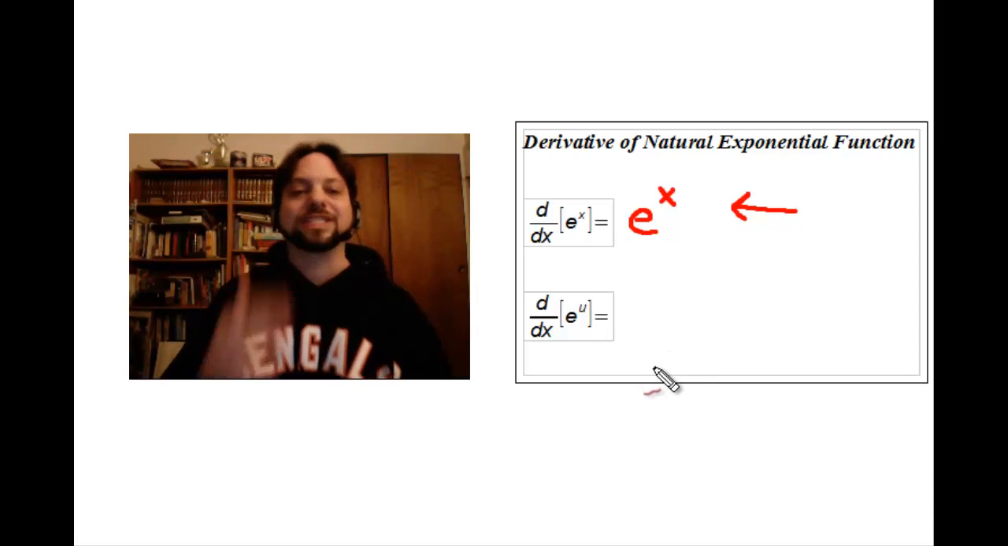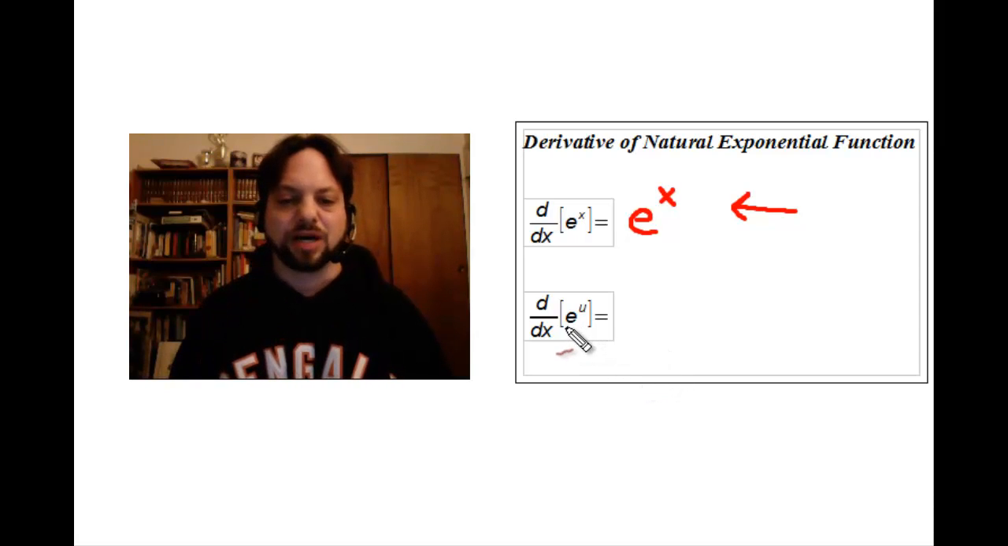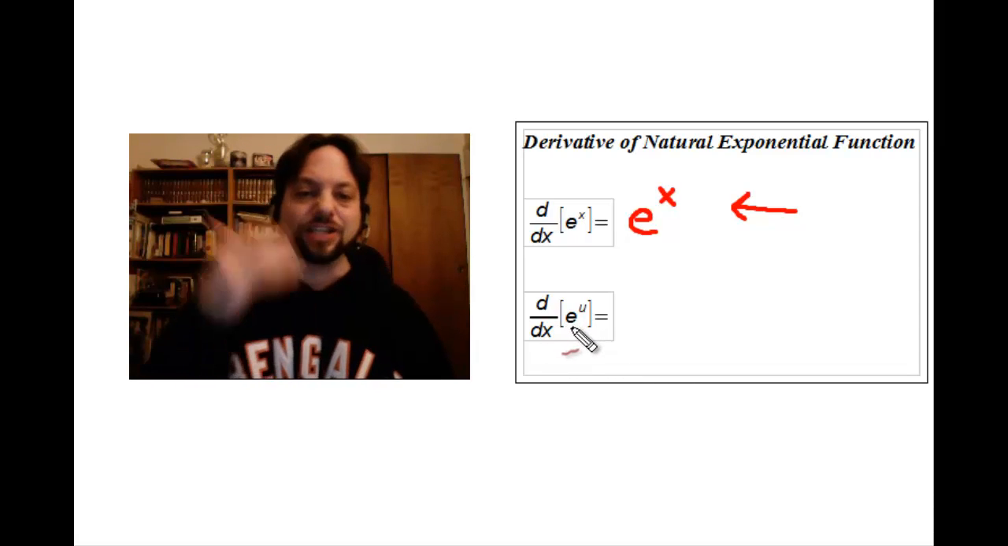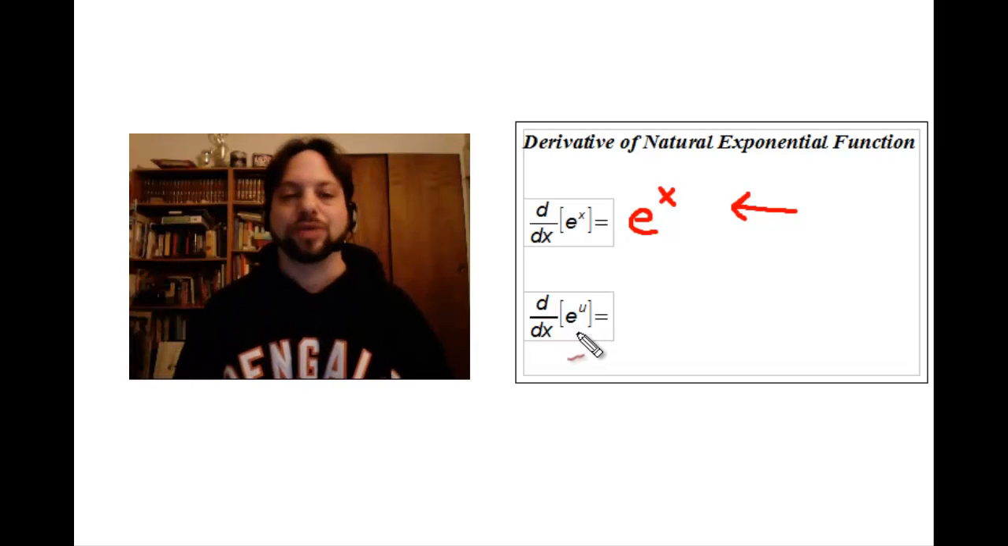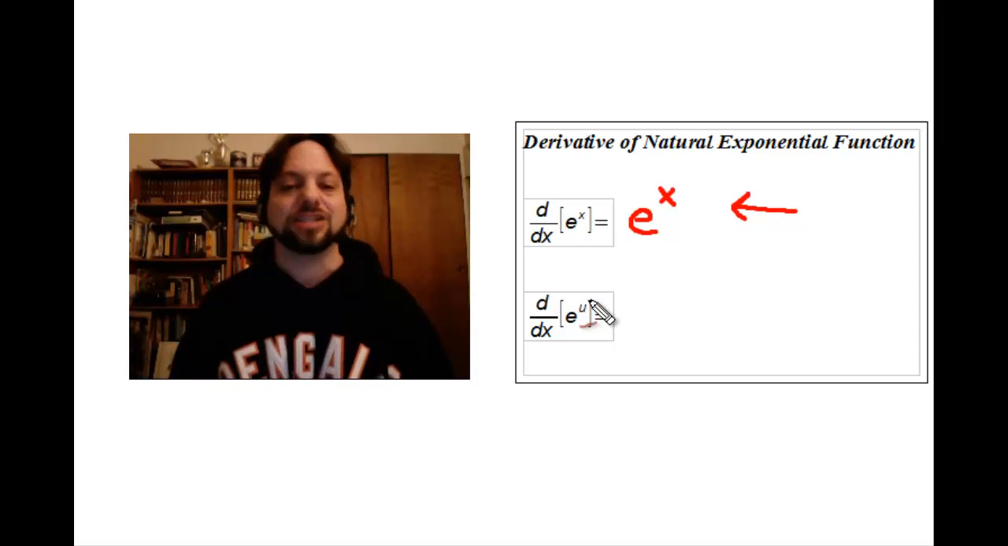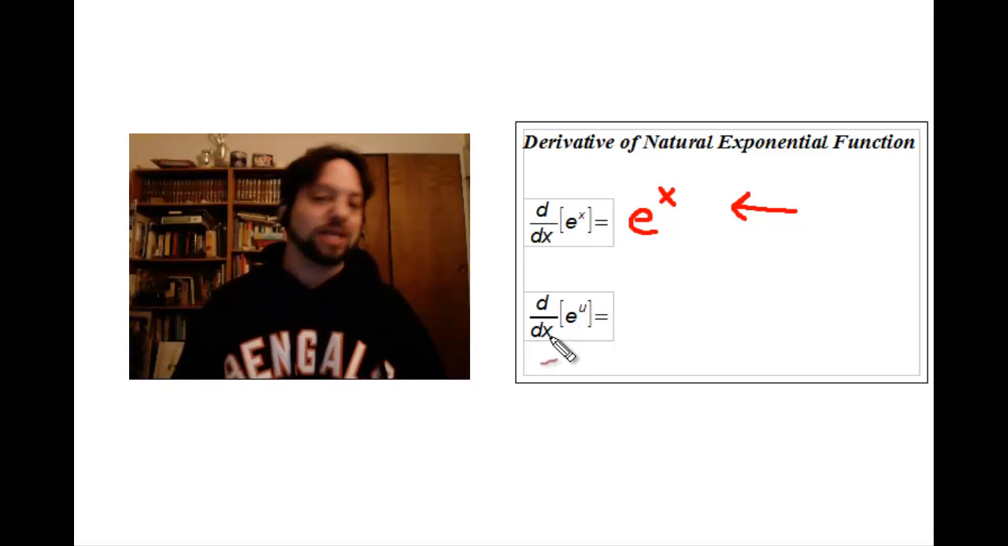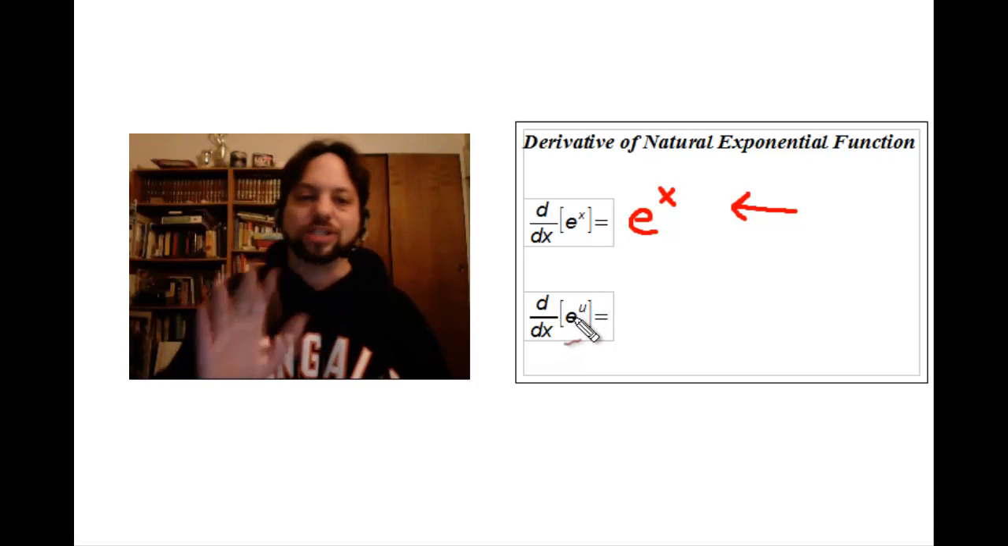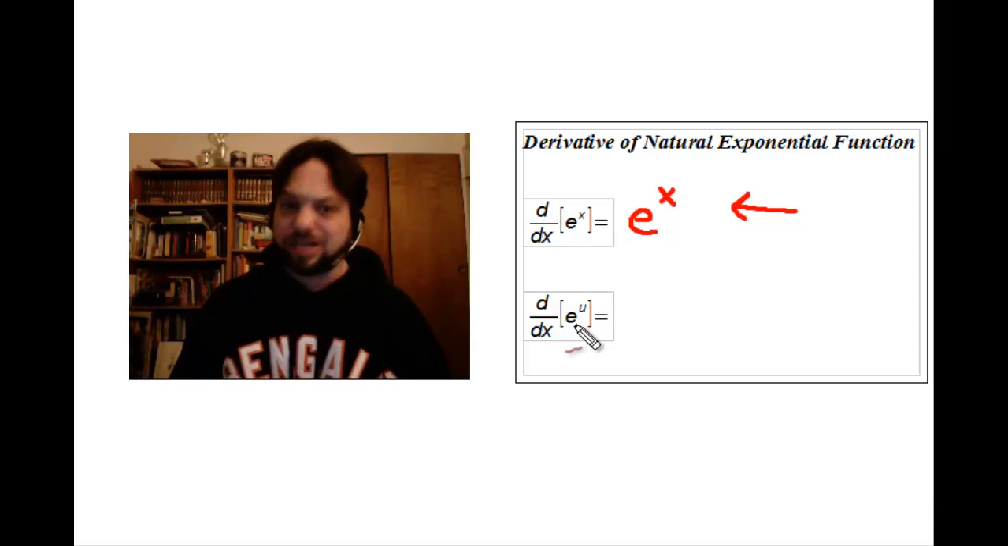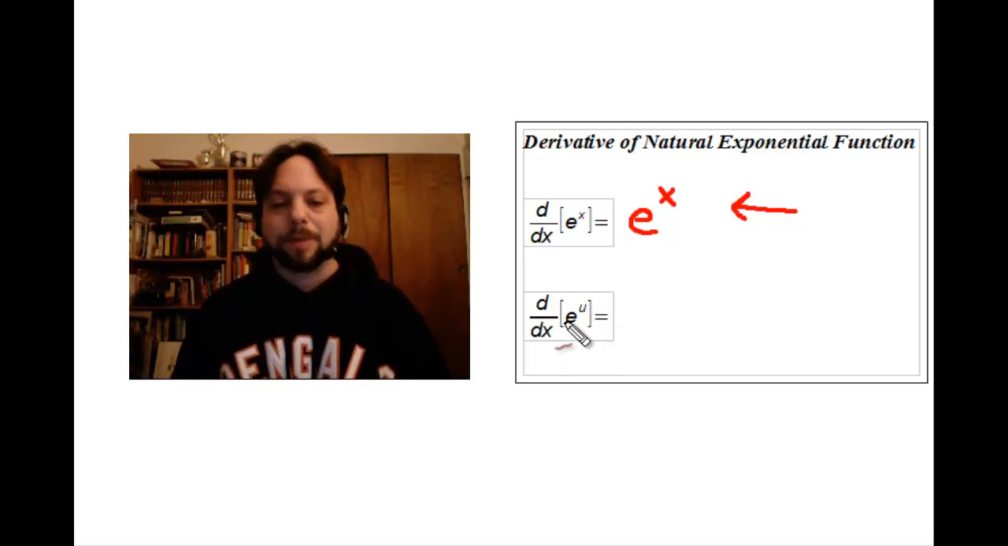But what if it's not just e to the x? What if we're trying to find the derivative of e to the u? This is actually what we did in example A, because we had e to the 2x and e to the negative 3x. It wasn't always just e to the x. In fact, it rarely is. But if we have e to the u, where u represents some function, and we want to differentiate it, this is also extremely easy. We're just going to end up with e to the u du.